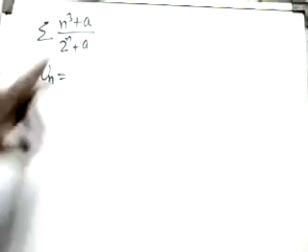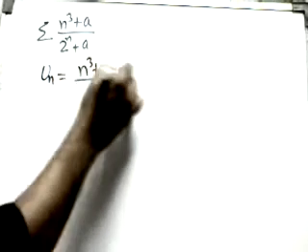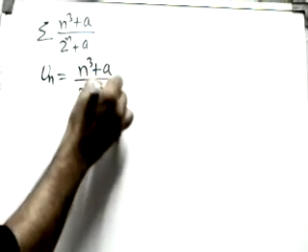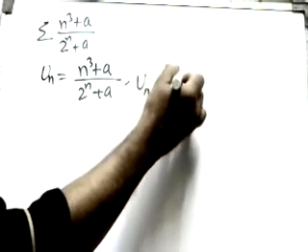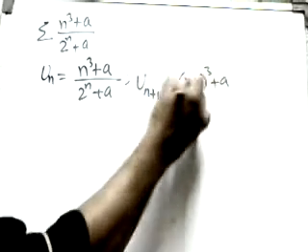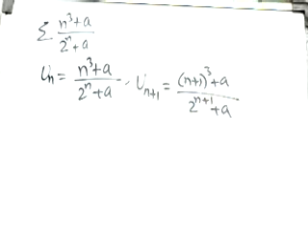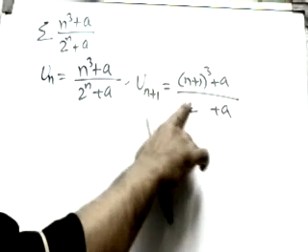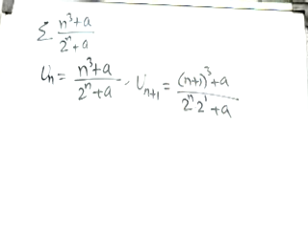Now see the next question. This sigma is given, that means this is the nth term. What is the nth term here? n cube plus a by 2 power n plus a. Let me find un plus 1. In place of n, we have to write n plus 1. So 2 power n plus 1 can be written as 2 power n into 2 power 1.